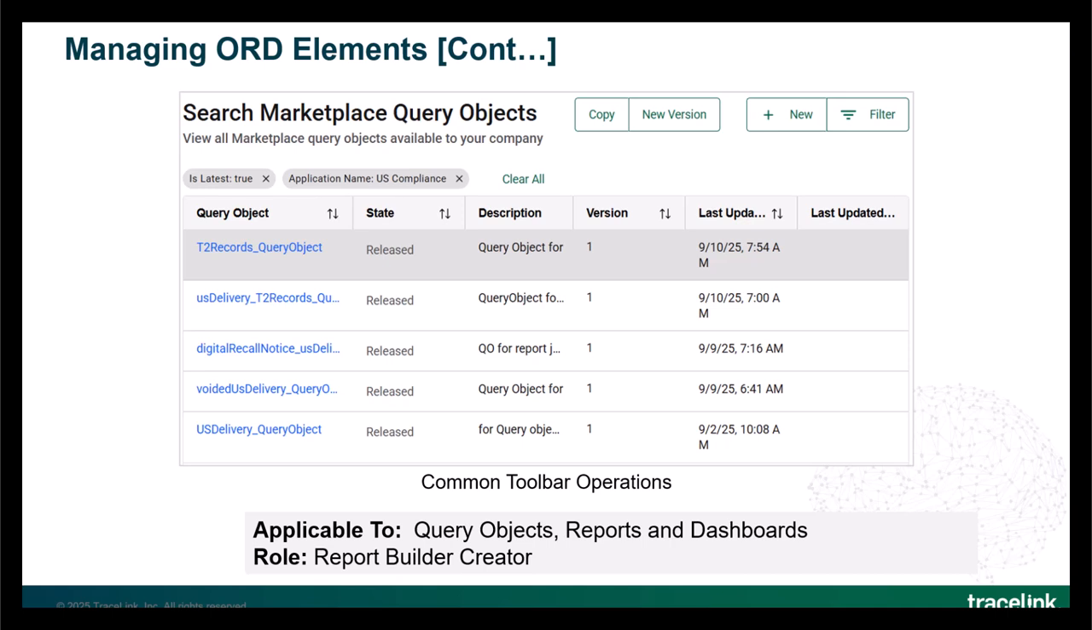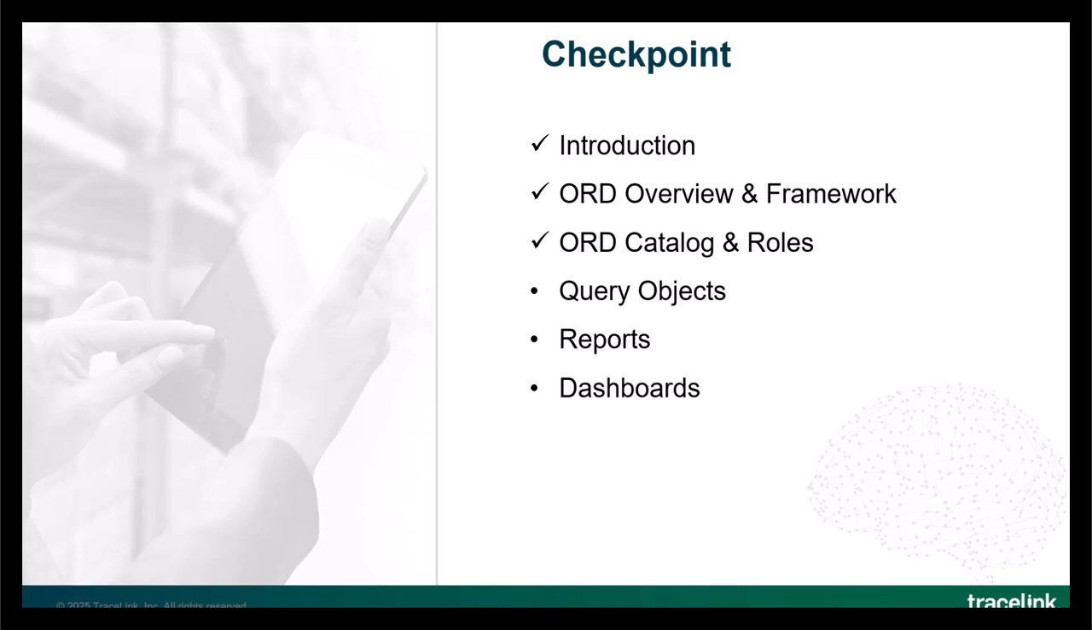New means you're starting completely from scratch, perfect for unique or custom use cases. So think of it in this way: copy is to reuse, new version to improve, and new to create something entirely original. Next, on to query objects.